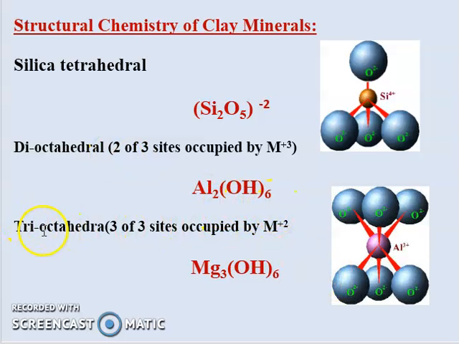Here, on trioctahedra, all of the sides are filled by magnesium to reach equilibrium, because Mg is plus 2 while OH is negative 6.